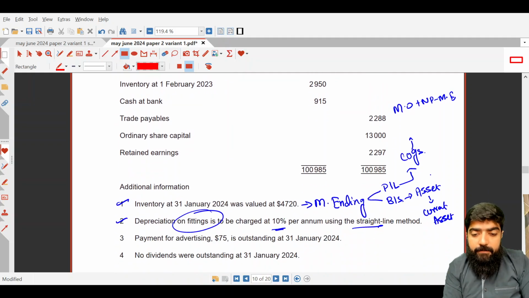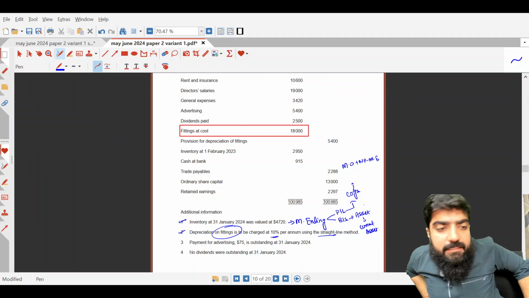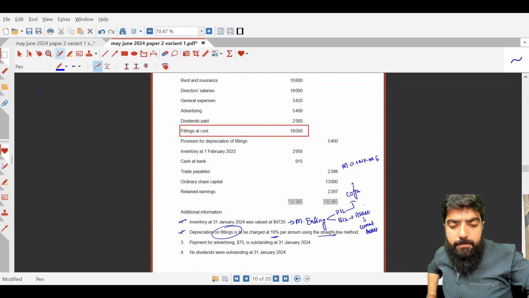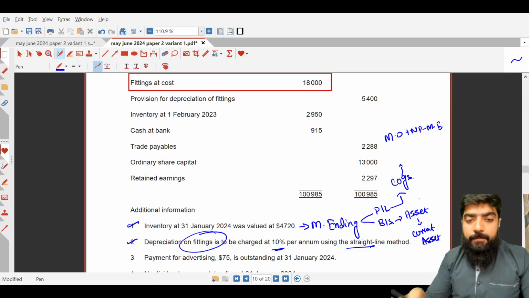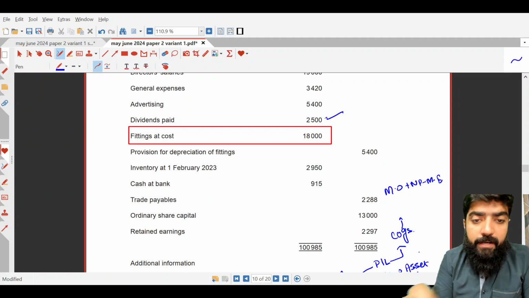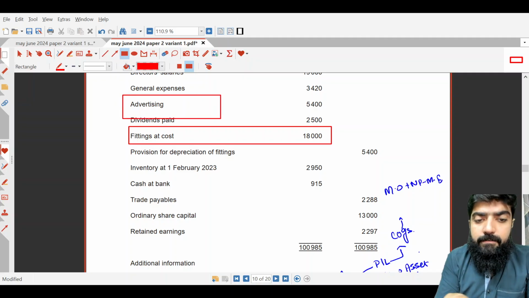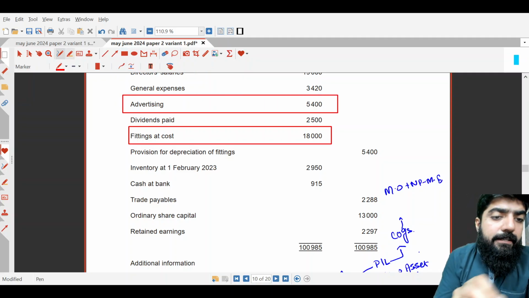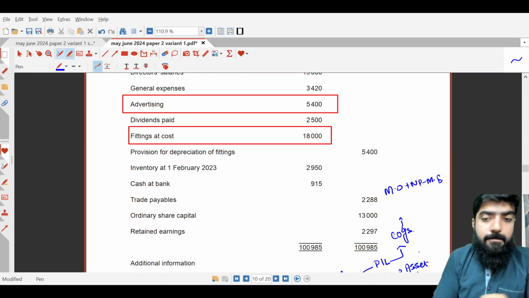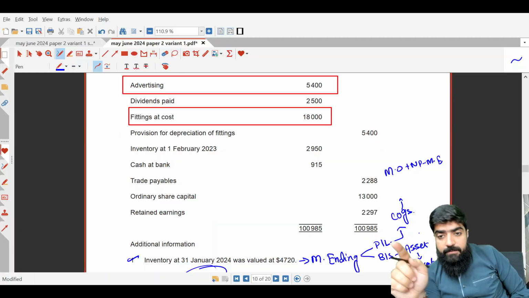Now, one more thing that we have is the payment for advertisement. $75 is outstanding. Now, this is related to accruals and prepayments, so just see that one. We have the advertisement paid, that is 5,400. That 5,400 is the total advertisement that we have paid.